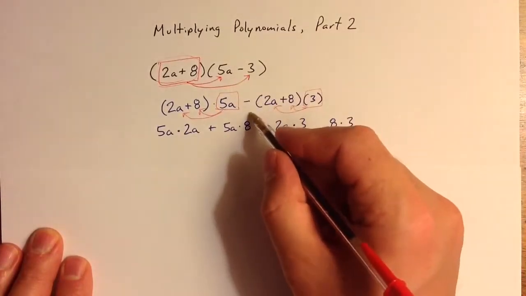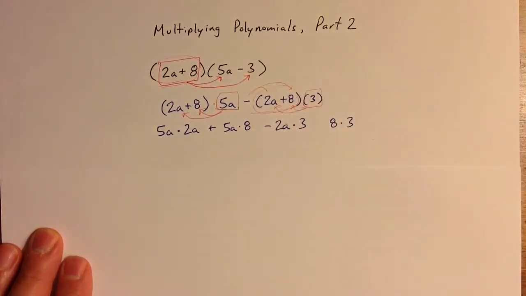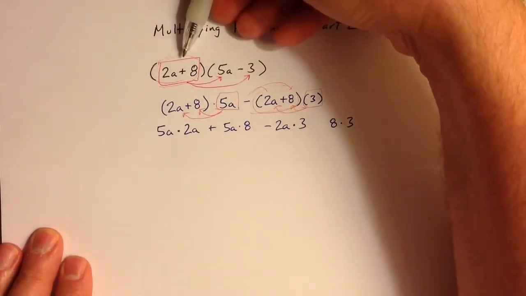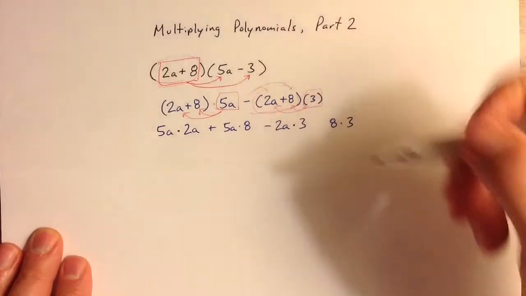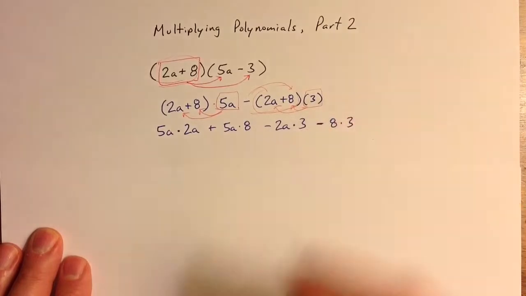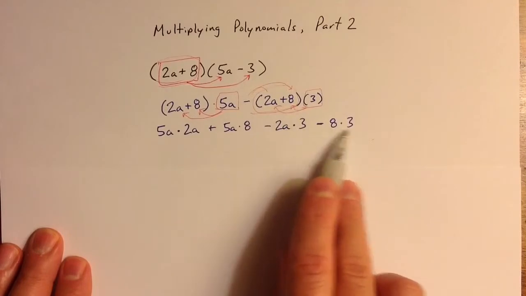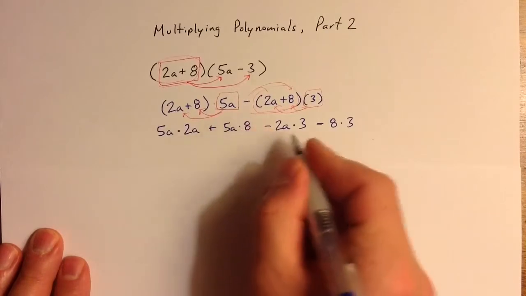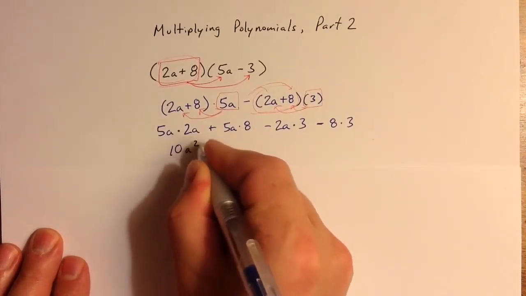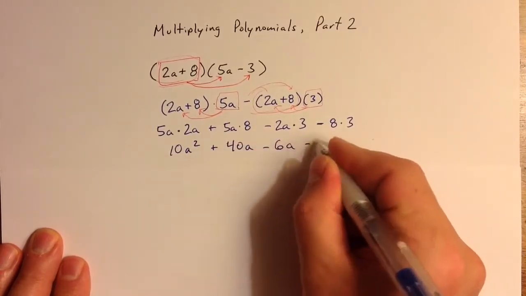The negative sign, because of the way the parentheses are set up, actually applies to both of these terms as well. Another way to think about this, we multiplied 2a plus 8 times minus 3, is that negative 3 needs to multiply with both of those terms. So this is actually going to be a minus 8 times 3. Essentially we have a negative 3 times a positive 8, so it should be a negative result. So multiplying together now these monomials, I get 10a squared plus 40a minus 6a minus 24.